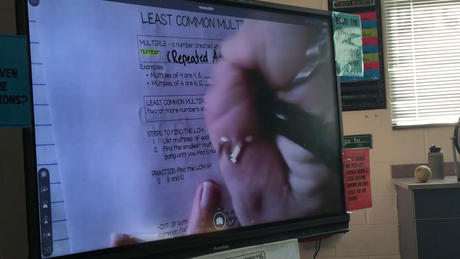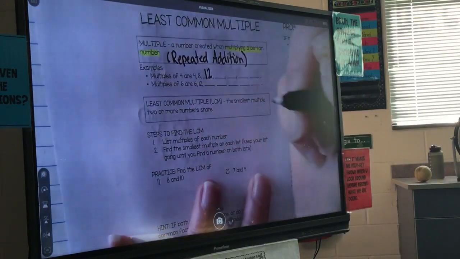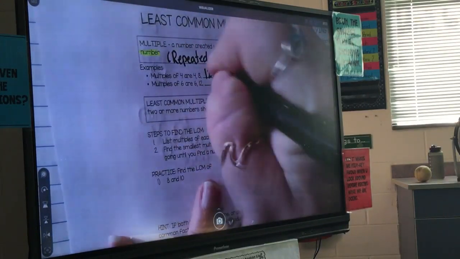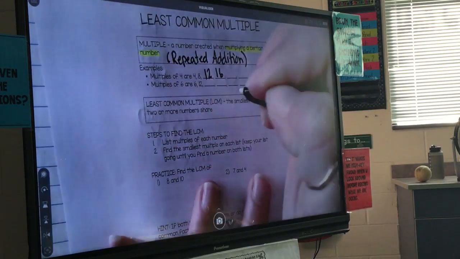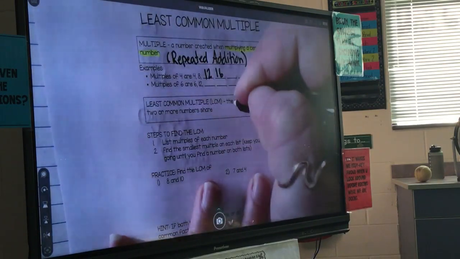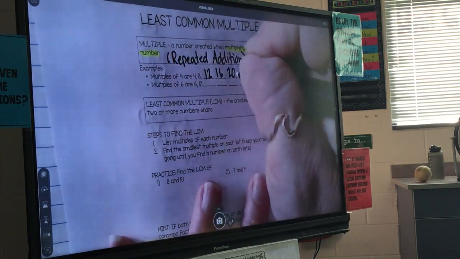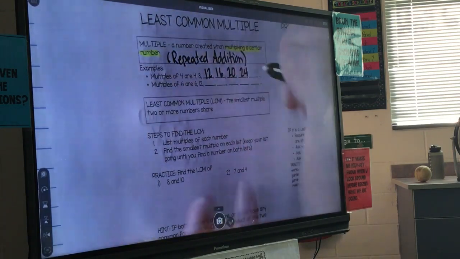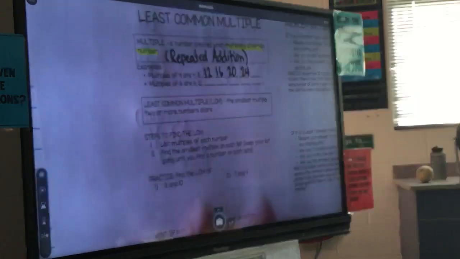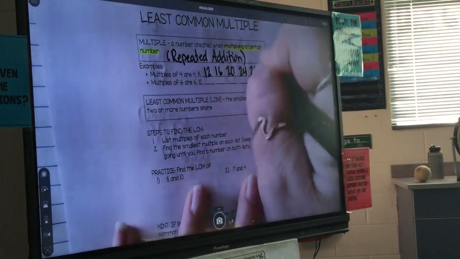Ansley. 12. Okay, what comes after 12? Silas. 16. What comes after 16? Angel T. 20. What comes after 20? BK. 24. What comes after 24? Samantha? 28. All right. Multiples of 6.